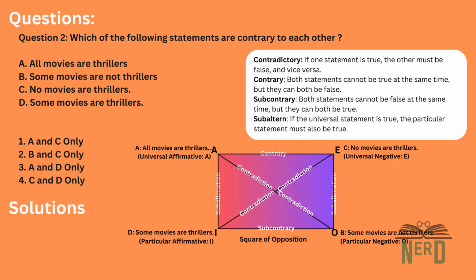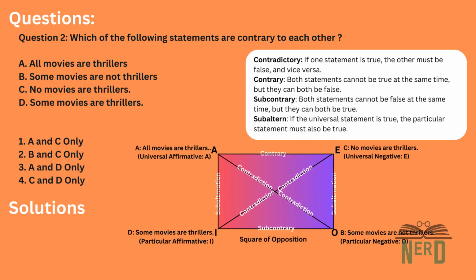Evaluating the options. A and C only. A, all movies are thrillers, and C, no movies are thrillers, are contrary statements. This matches our understanding of contrary relationships. B and C only. B, some movies are not thrillers, and C, no movies are thrillers, are not contraries. They are in a subcontrary relationship where both can't be false, but both can be true.